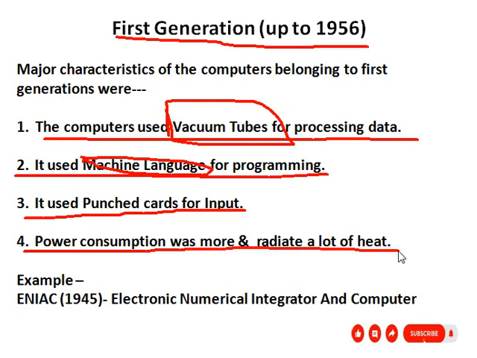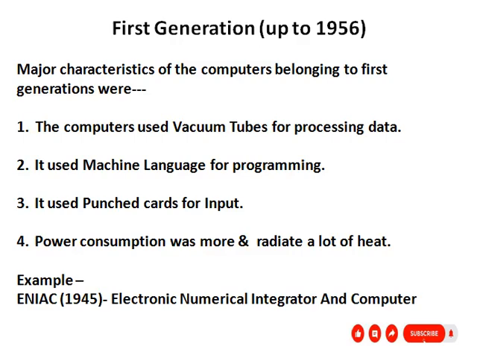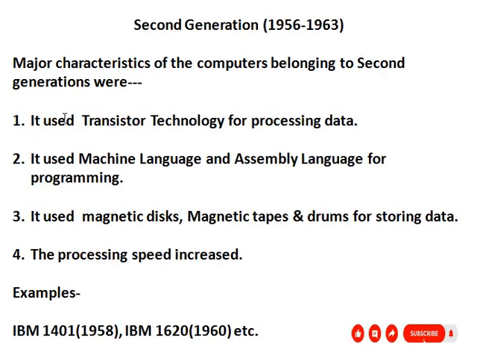Examples of first generation computer: ENIAC in 1945. ENIAC means electronic numerical integrator and computer. So next generation, that is second generation. Second generation range is 1956 to 1963.